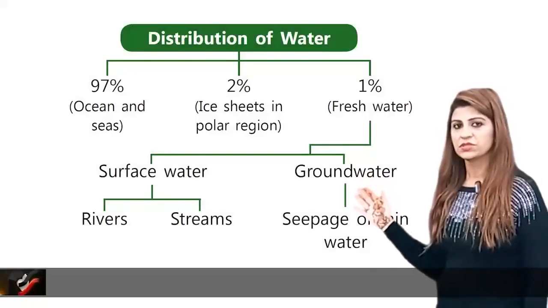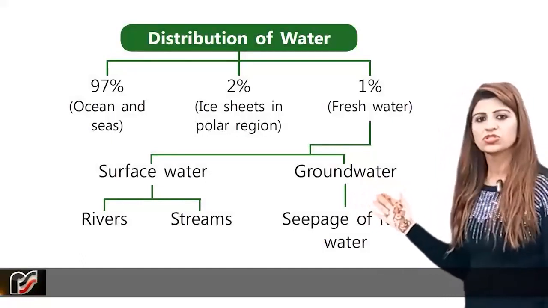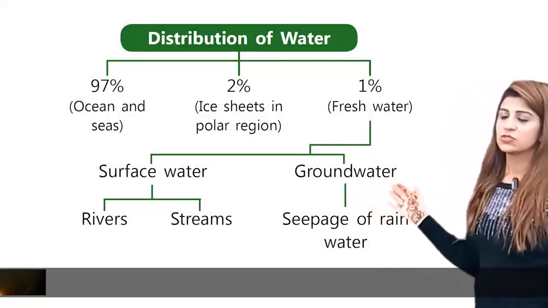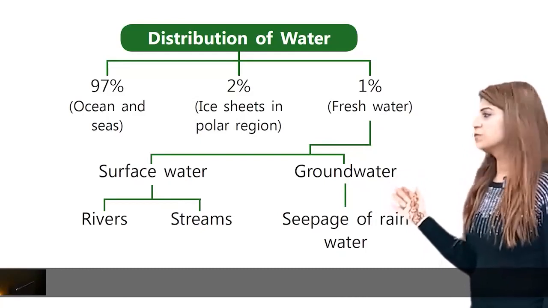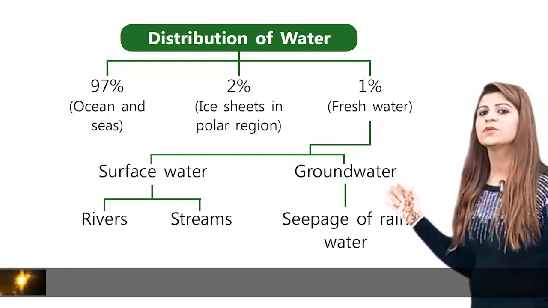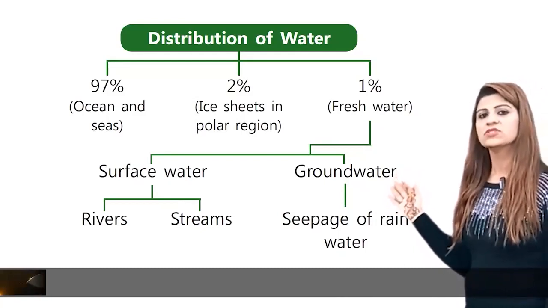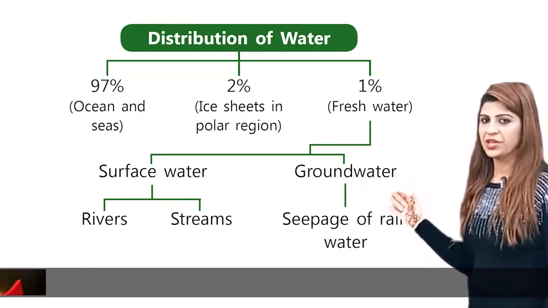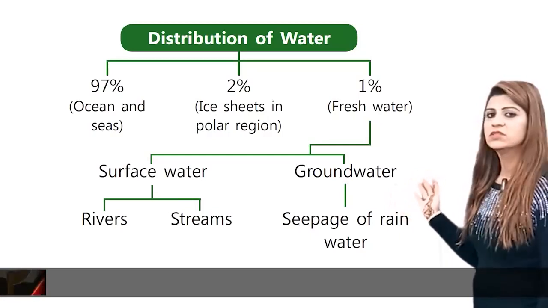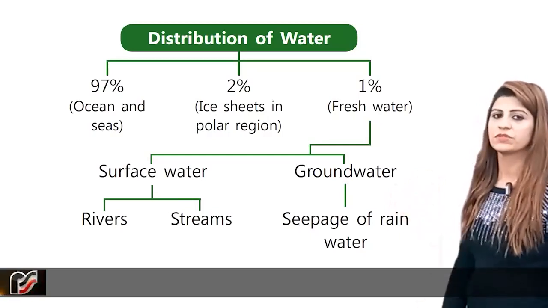Distribution of water: 97% ocean and seas, 2% ice sheets in polar regions, 1% fresh water. Surface water: rivers, streams. Groundwater: seepage of rainwater.